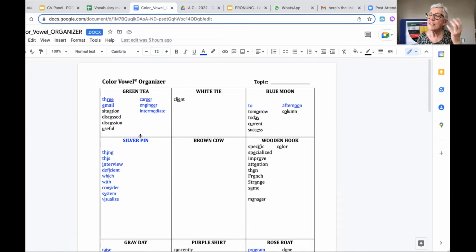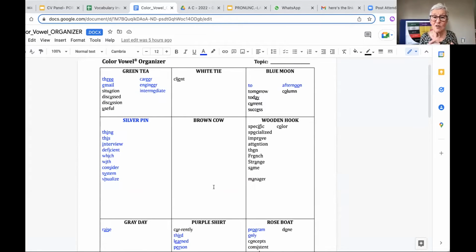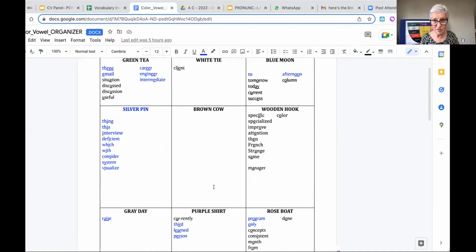And can you hear what sound that is? Is it a green tea? Is it a blue moon? What is it? Well, without guidance, without working more on that together, that first attempt was quite failed.